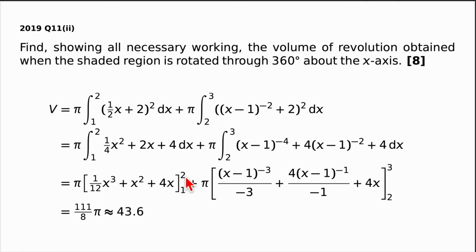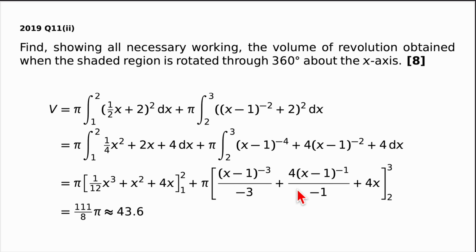So now I need to substitute in the upper limit. So x equals 2 inside here, here, and here, and work out what it is. And substitute in the lower limit, x equals 1, here, here, and here, and work out what that is. Find the difference, just like we did before, and then multiply it by pi. And I'm going to do that all over again over here with the upper limits x equals 3 and the lower limits x equals 2.